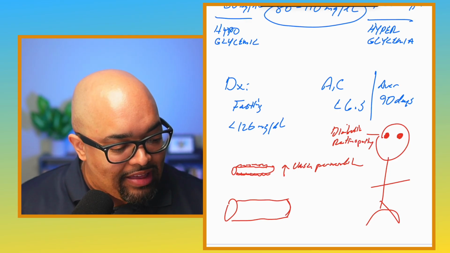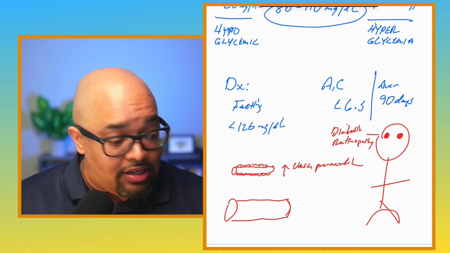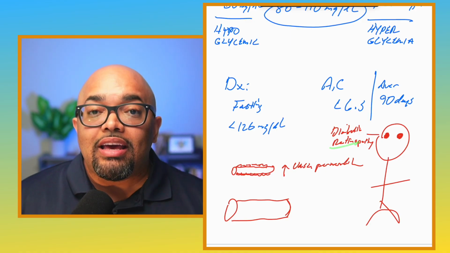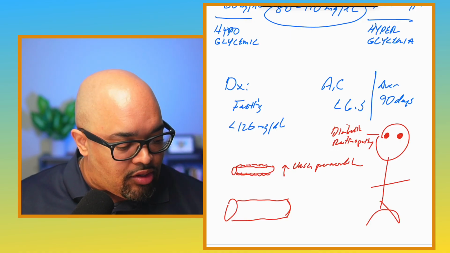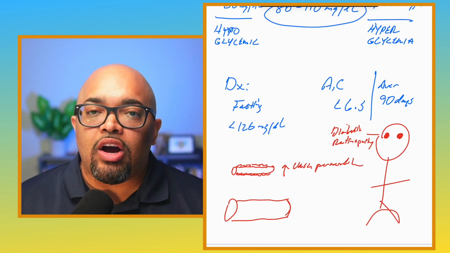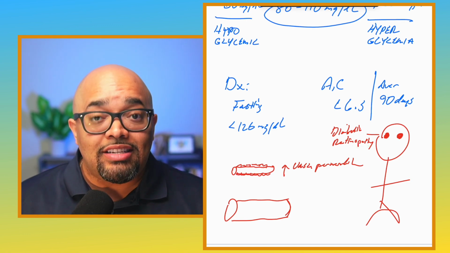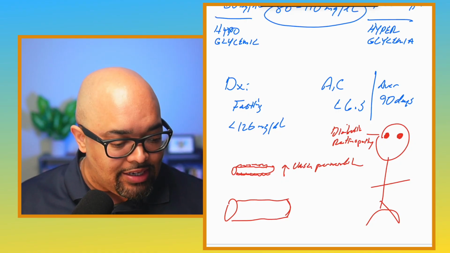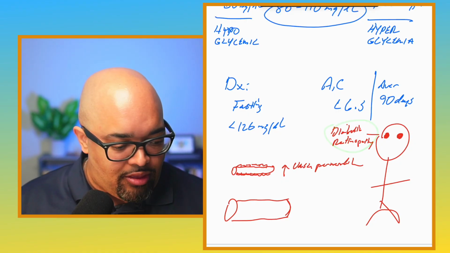All right, so let's break that down. Diabetic is pertaining to diabetes. Retina is pertaining to the retina, so in the back of the eye. And then the pathy is pertaining to disease. So we're talking about diabetes causing a disease or disorder of the eyes. So that's diabetic retinopathy. Okay.